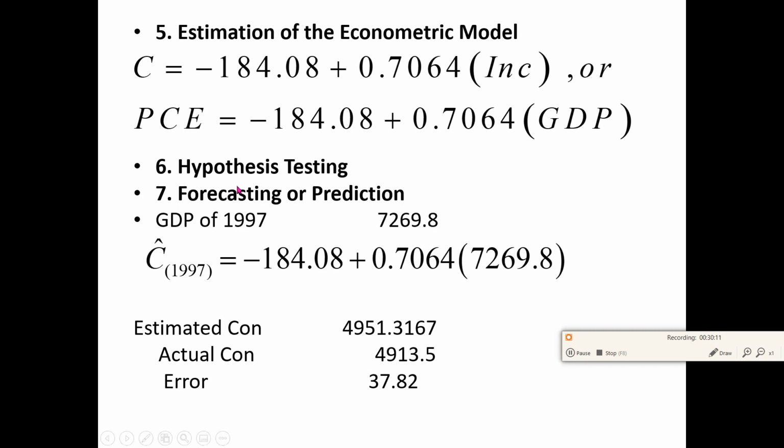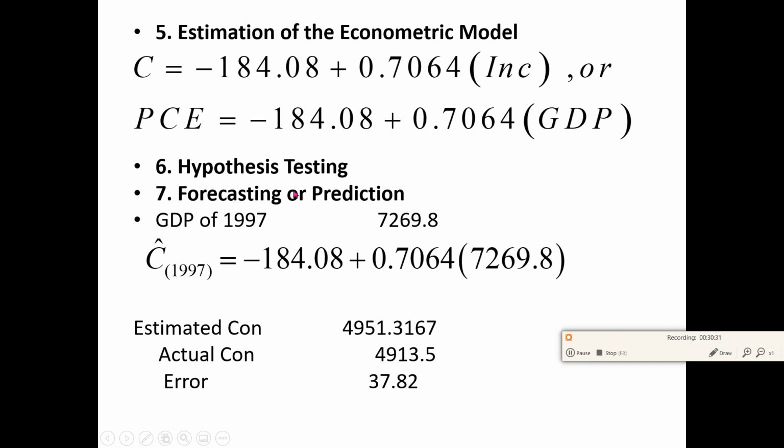Next, I can do the hypothesis testing part. We will come to it later, because right now I haven't provided the p-values, which you will acquaint yourself with soon in the upcoming videos. So for now, let's ignore the hypothesis testing part.